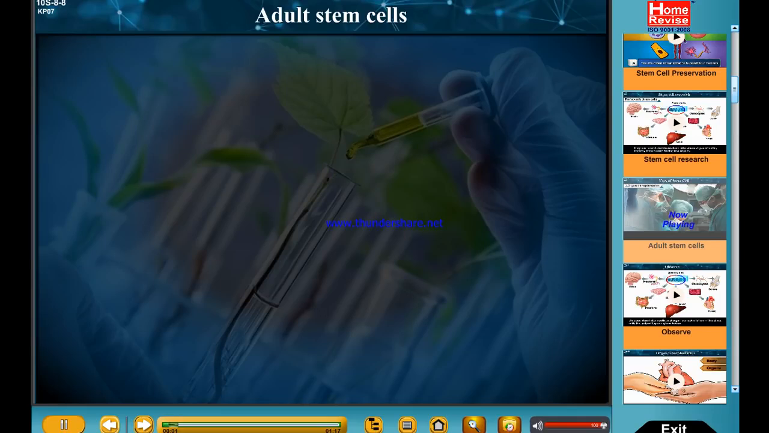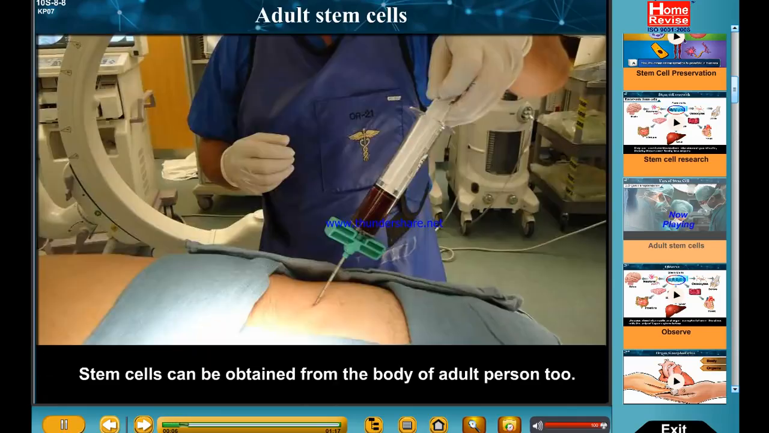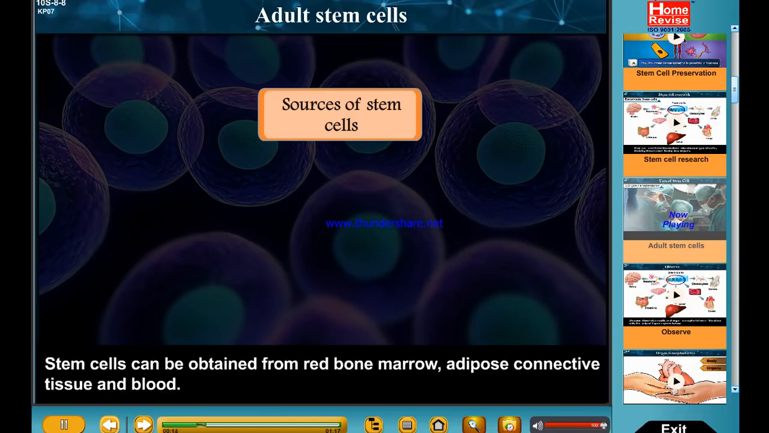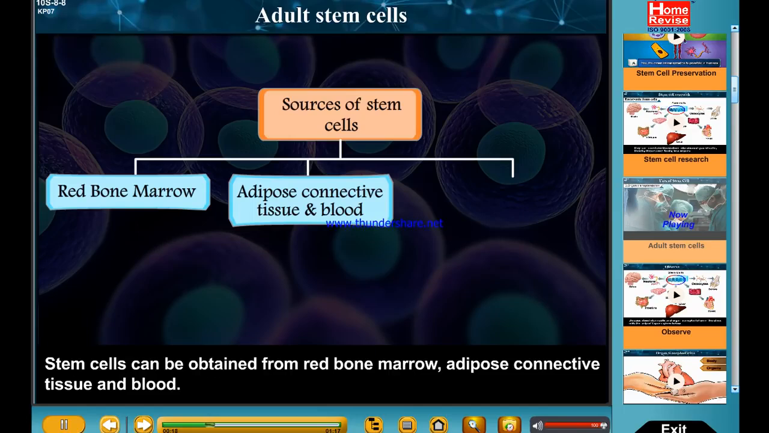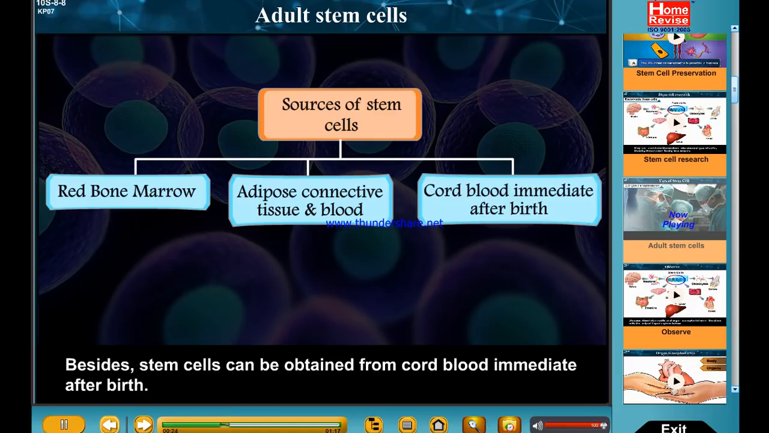Adult stem cells. Stem cells can be obtained from the body of an adult person too. There are three main sources of stem cells in the body of adult persons. Stem cells can be obtained from red bone marrow, adipose connective tissue, and blood. Besides, stem cells can be obtained from cord blood immediately after birth.